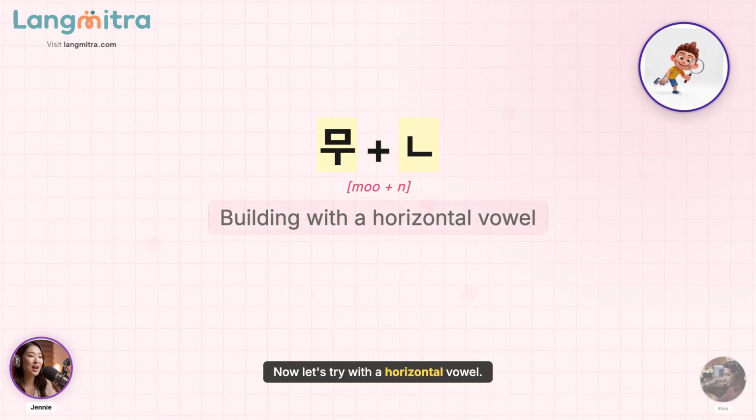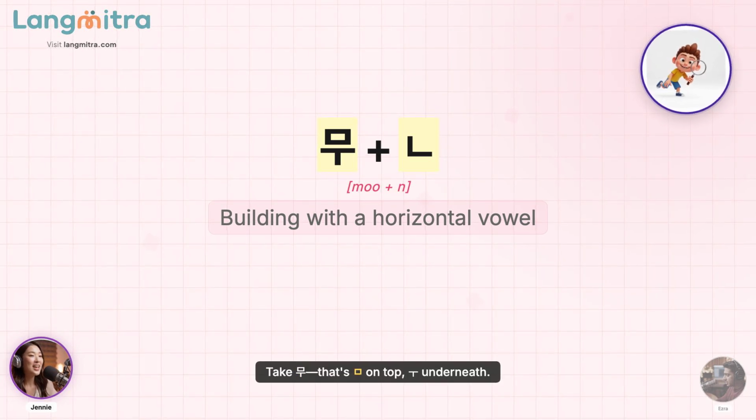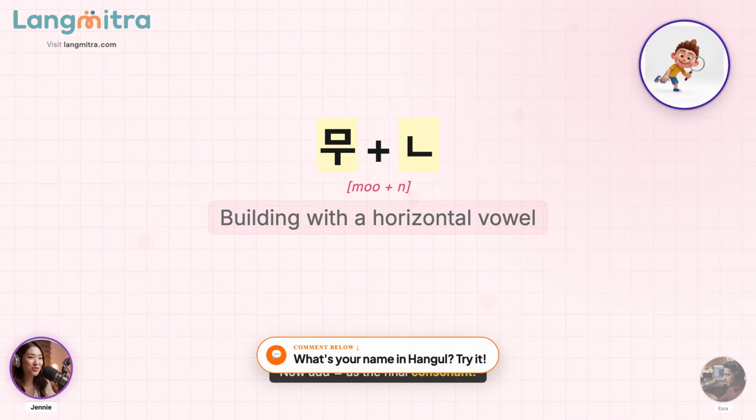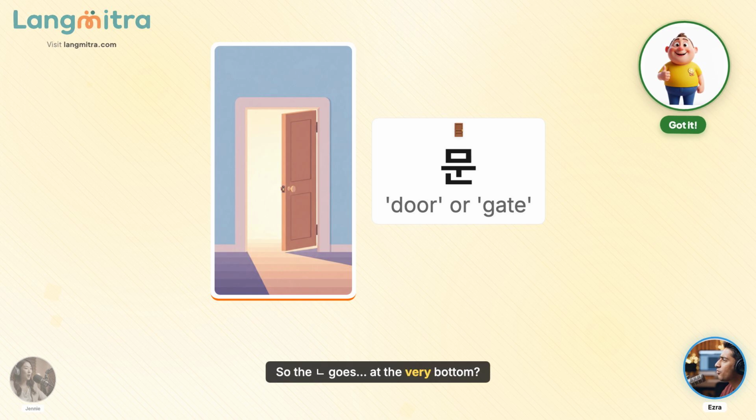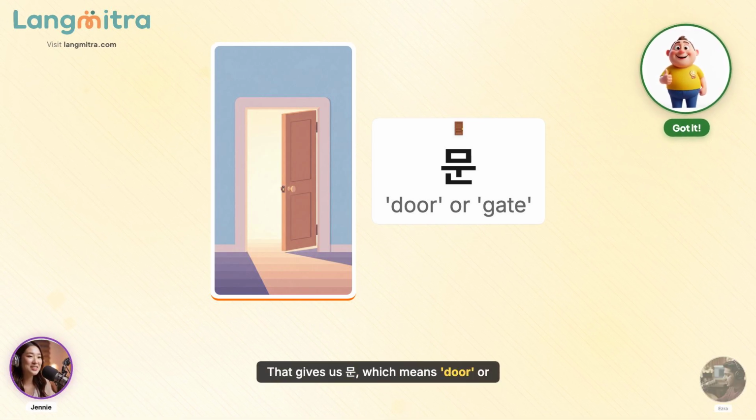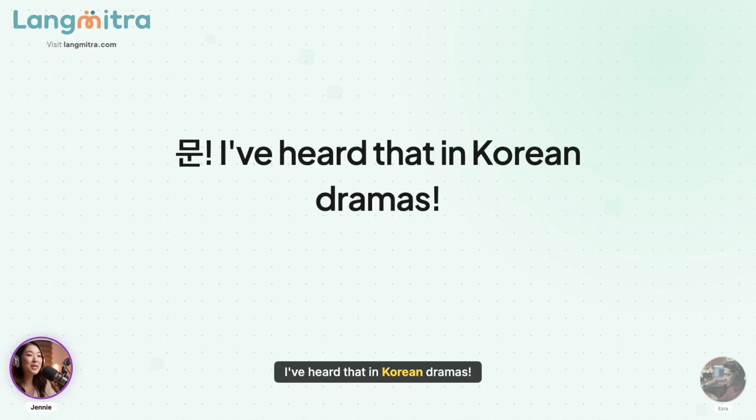Now let's try with a horizontal vowel. Take mu. That's m on top, u underneath. Now add n as the final consonant. So the n goes at the very bottom under the u? Exactly. That gives us moon, which means door or gate. Moon, I've heard that in Korean dramas.